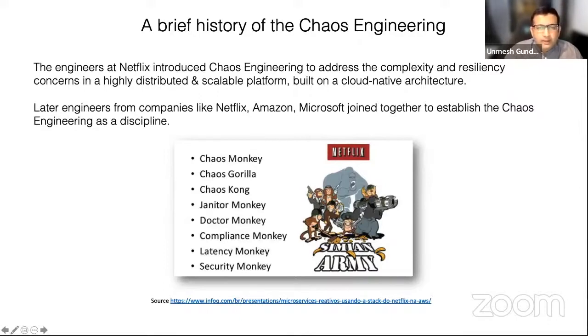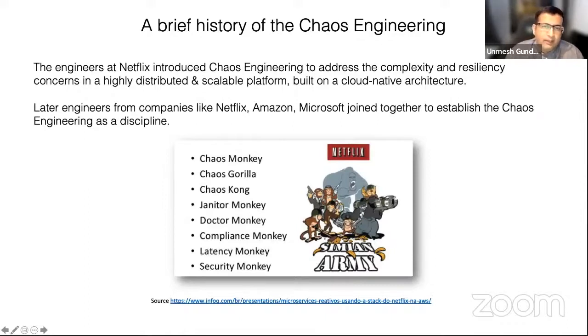There were a lot of unknowns, especially as they were evolving with Amazon, and Amazon was adding new services, and they were adopting these new services as a customer. There were lots of unknowns that they wanted to test out as they adopted these features, and that's where the discipline of chaos engineering originated.